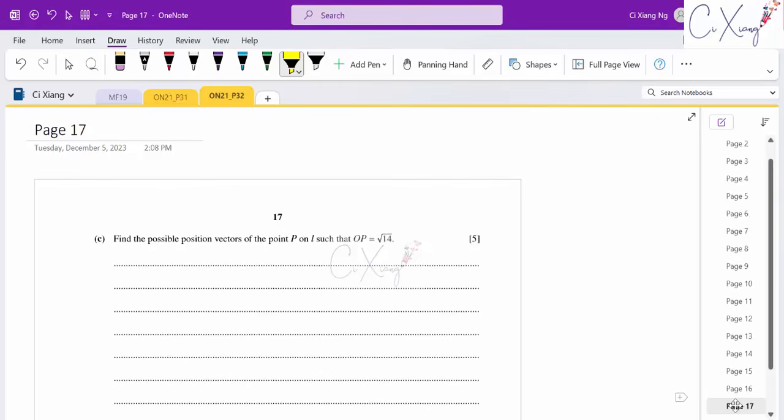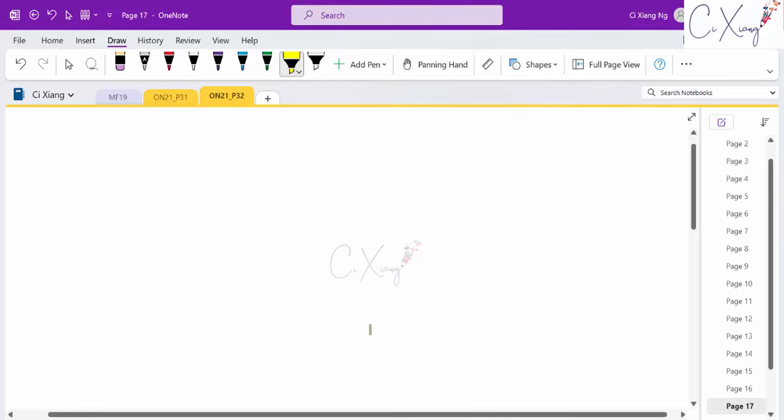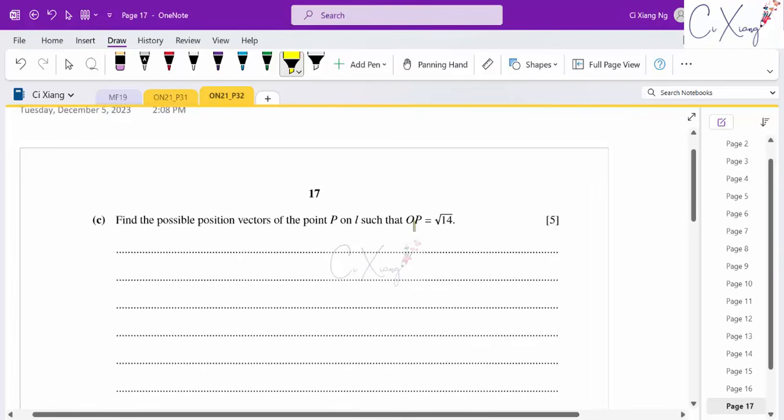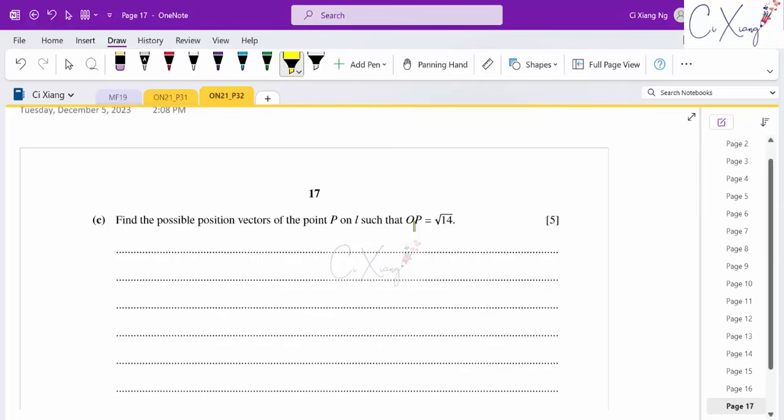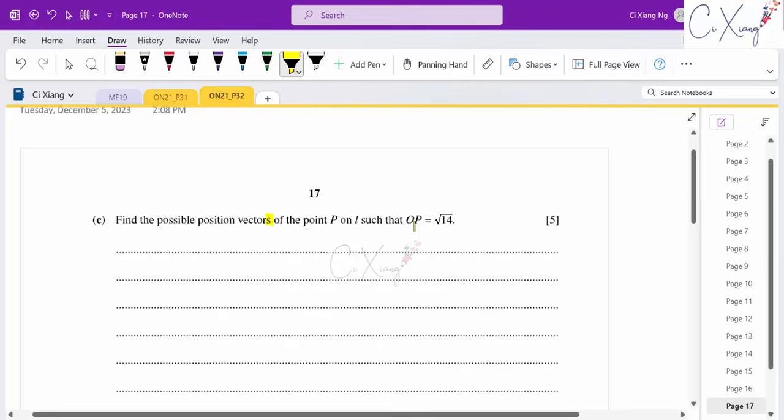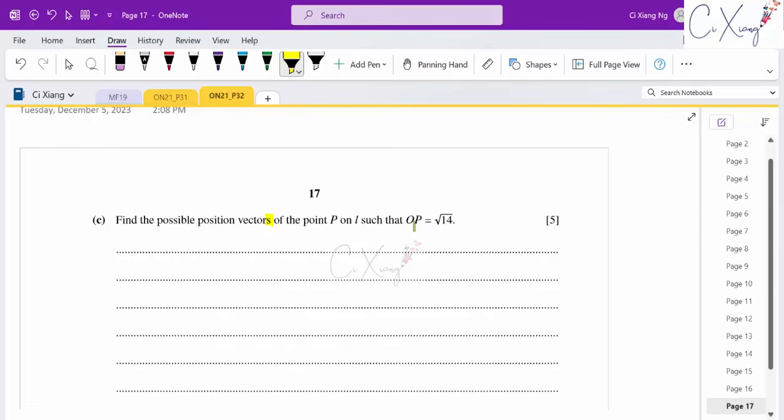For part number C again, they want you to find the possible position vectors of the point P on L such that OP equals square root 14. So one more time, highlight the possible position vectors. That means you might have more than one answer for this question. And after that, point P also lies on L. Like what I mentioned just now, if you have the line L and point P, then OP will be equal to the vector equation of L. So again, I want to write out my position vector for P first.